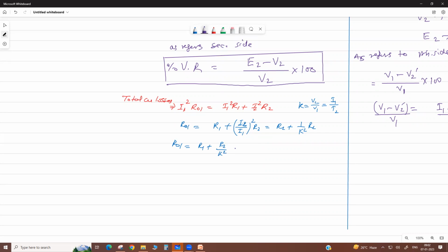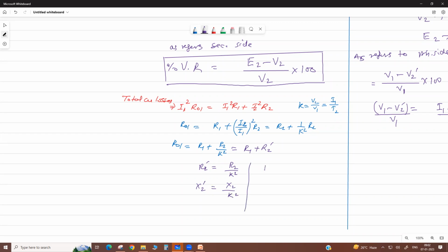This is known as R2 dash. So what is the value of R2 dash as referred to the primary side? It is divided by K square, the turn ratio: R2 by K square. Then similarly reactance, X2 dash is also X2 by K square. Now this is the resistance.